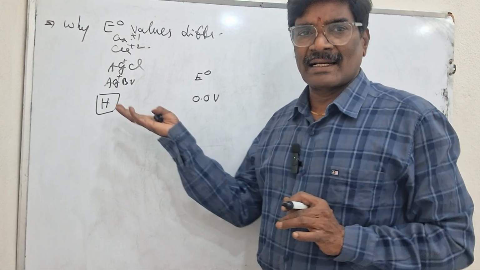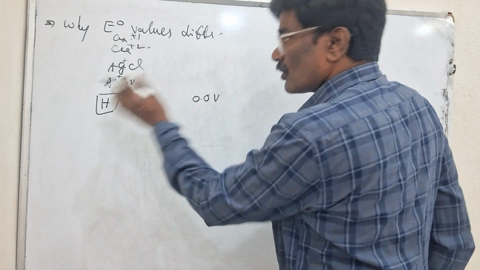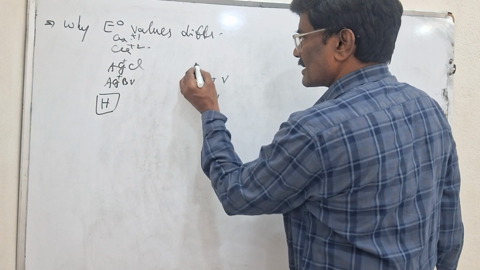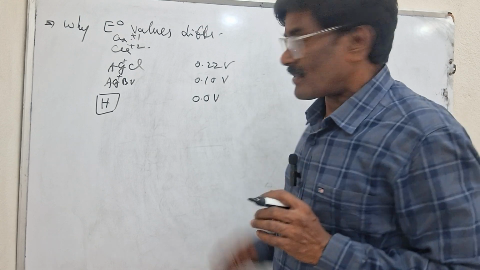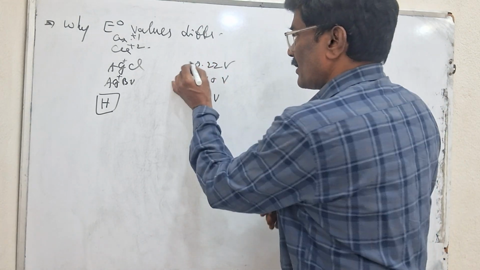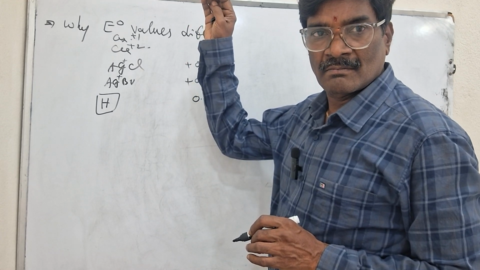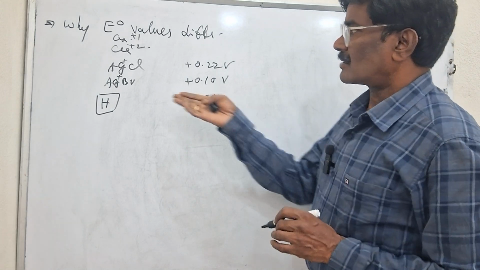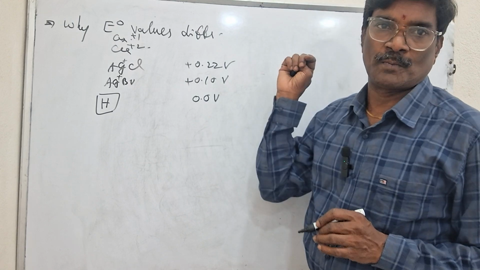Okay. Now, let us see their values also. Need not remember, but we should know the meaning. This value is 0.10 volts. AgCl is 0.22 volts. Don't learn by heart. Comparison, why it is increased. Positive value increased. Why? It becomes more positive. Slowly we are getting the highest positive in the case of F2.